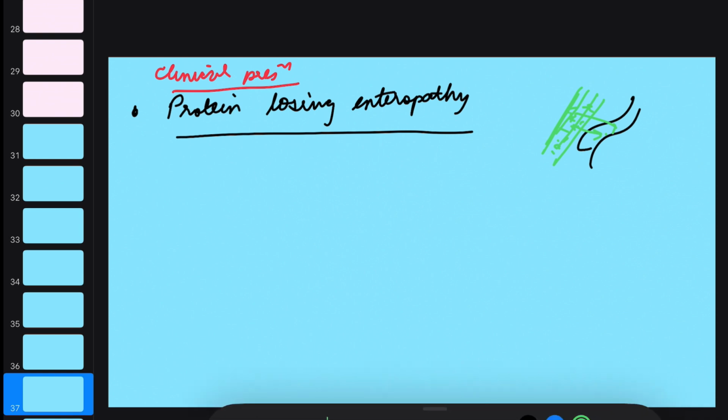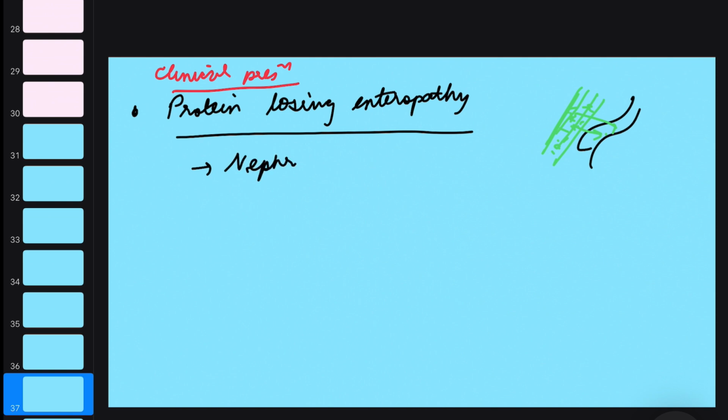This is a very interesting thing because we have other examples as well where we lose proteins from our body, right? What are some other examples where we have a protein losing component? For example, the very common nephrotic syndrome, and liver cirrhosis. These are very important examples of protein losing diseases. But there is a very interesting difference between these and the protein losing enteropathy that we find in primary intestinal lymphangiectasia, which is the condition that we are studying right now.